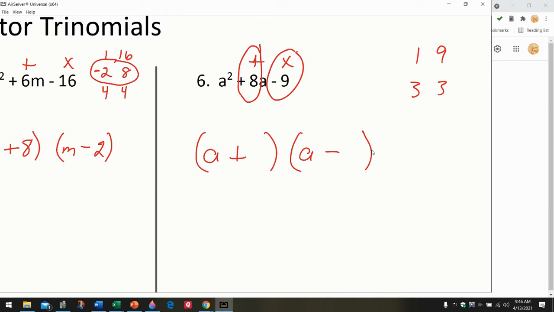So if you look at these two right here, if I make it -1 and +9, -1 times 9 is -9, so that gives us the correct number for multiplication. And then -1 plus 9 gives me 8, which also gives me the correct number that we needed for the addition. So we know that the two numbers we need are -1 and 9. So we can write the +9 right here, and then the -1 right there, and we're done. We factored it.